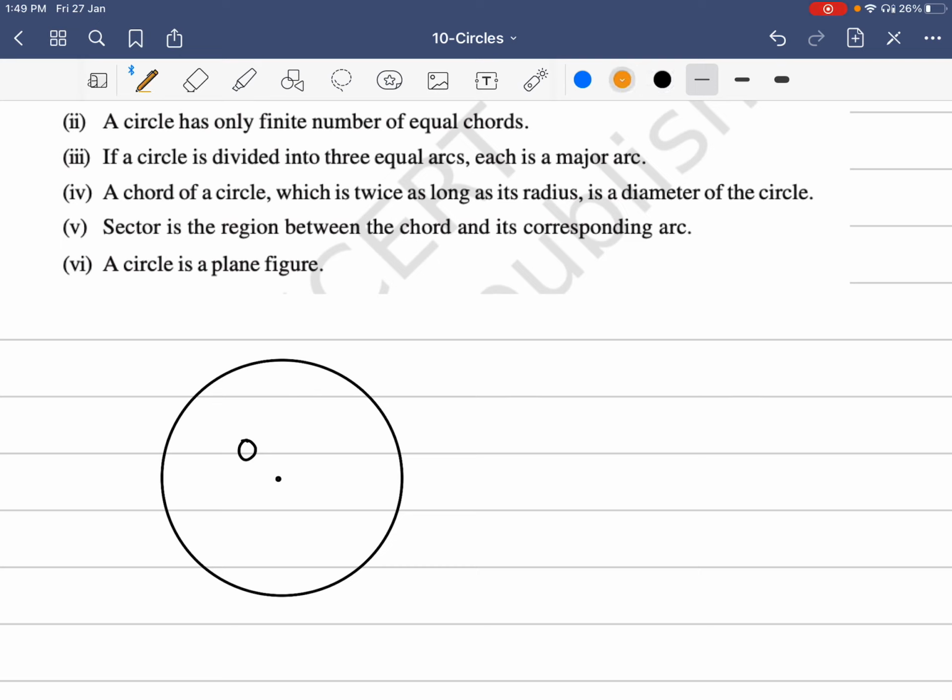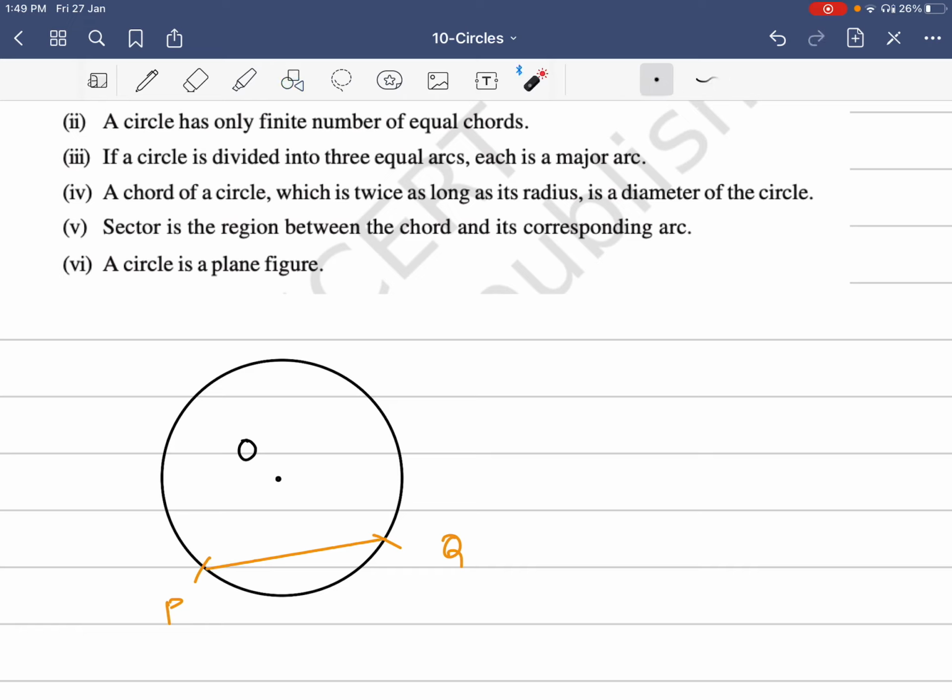What is the chord of a circle? A chord of a circle is a line which connects any two points on the circle. So I've taken any two random points on the circle. Let's call them P and Q. So chord is nothing but a line segment which connects P to Q. So this is our chord.